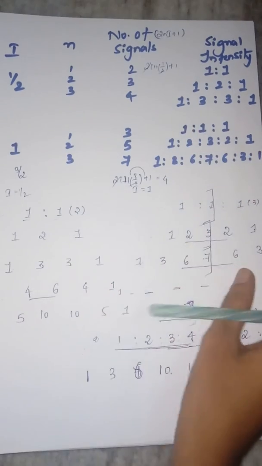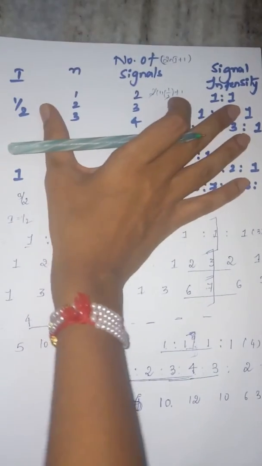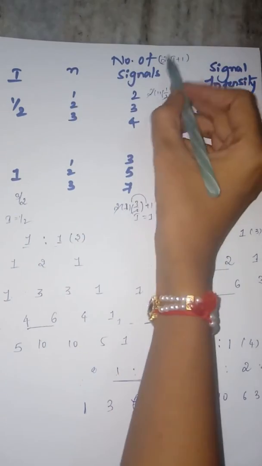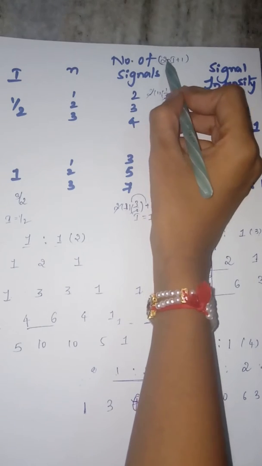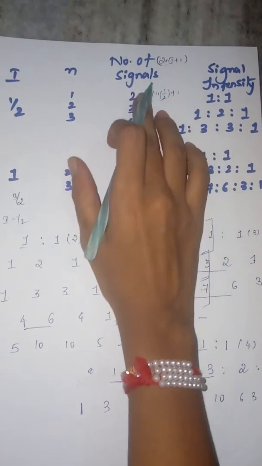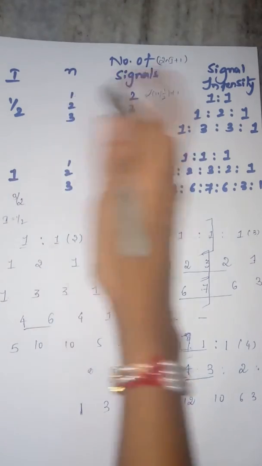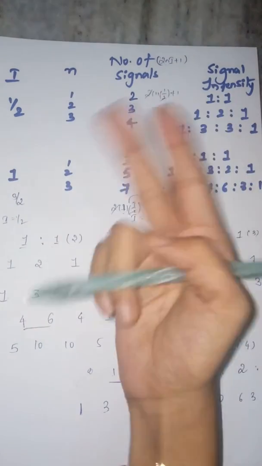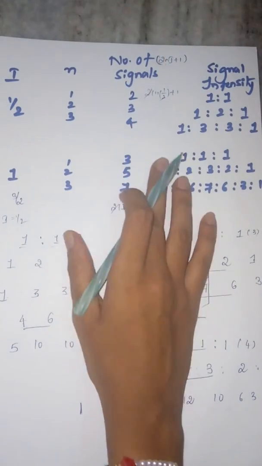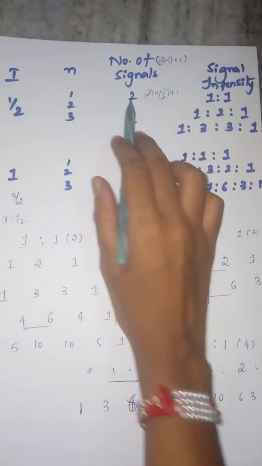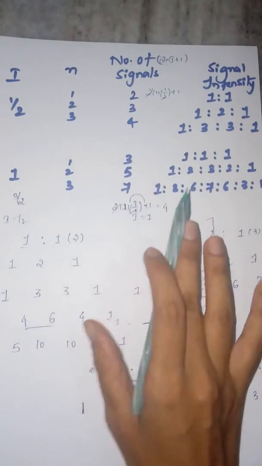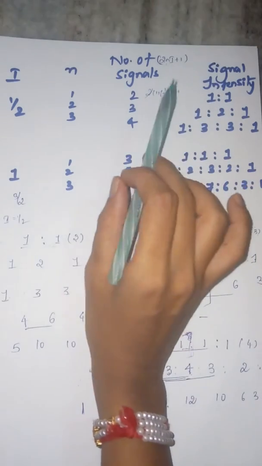Okay, so initially I'll go with the simple one, that is I is equals to half. Initially for n is equals to 1, substitute n value 1 over here. 2 into 1 into 1 by 2 plus 1, that is 2. So number of signals are 2 for n is equals to 1. So those two signals will split as 1 is to 1 ratio. Always the initial signals will be 1 is to 1 only, whatever be the number, 2, 3, 4, 5, 6, it will split as 1 is to 1 is to 1 is to 1 always. Okay, remember that point first.